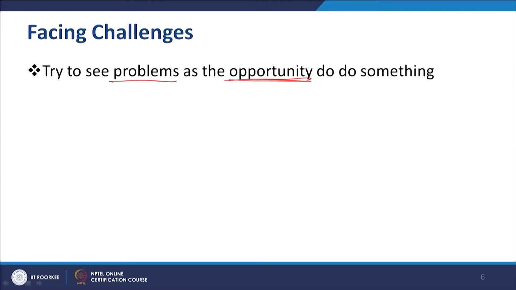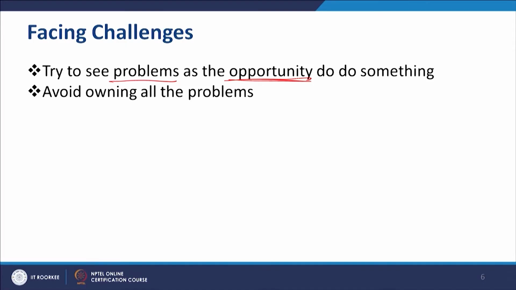So, after having said that, how can we face the challenges? First, as I said, try to see problems as opportunities. It is very difficult, but try to practice it, and after a few months, if you practice, you can see problems as opportunities to do something. Avoid owning all the problems. Not all the problems created in the world are to be resolved by you, and not all should be owned by you. Whatever problems can be owned by you at your professional or personal level, you should own, see as opportunity and intervene, but not all.